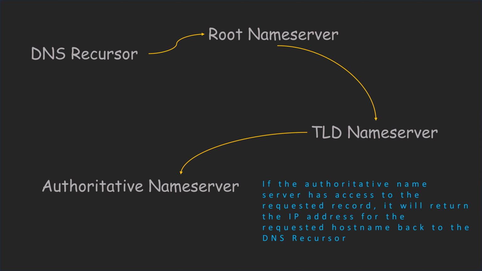It is followed by the authoritative name server. This final name server can be thought of as a dictionary on a rack of books, in which a specific name can be translated into its definition. The authoritative name server is the last stop in the name server query. If it has access to the requested record, it will return the IP address for the requested host name back to the DNS recursor, the librarian, that made the initial request.